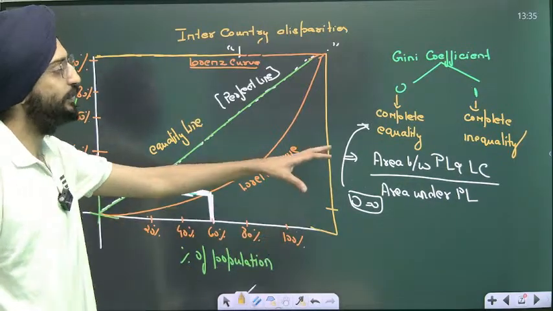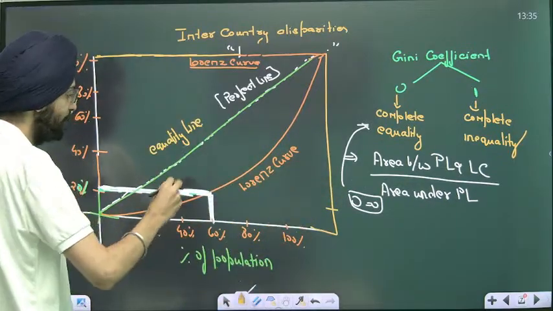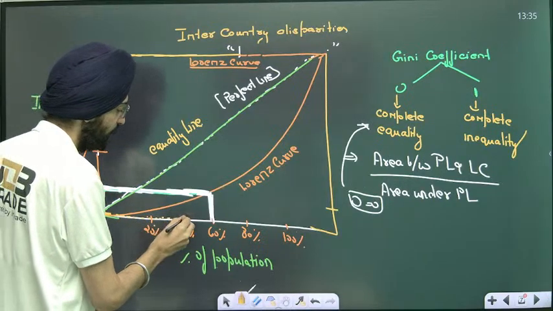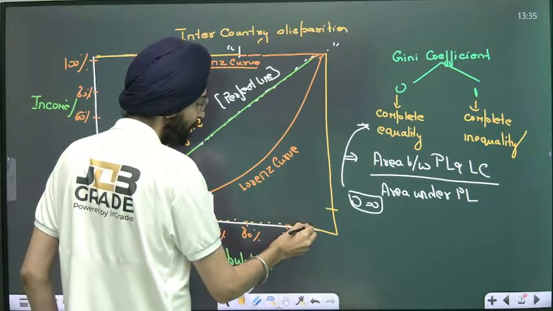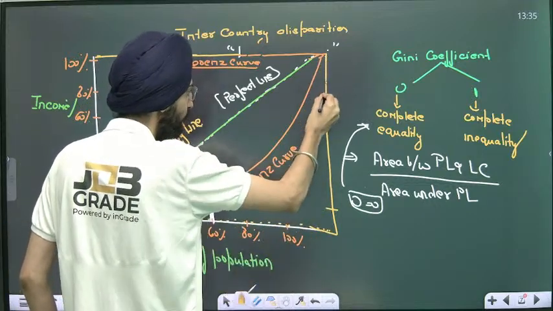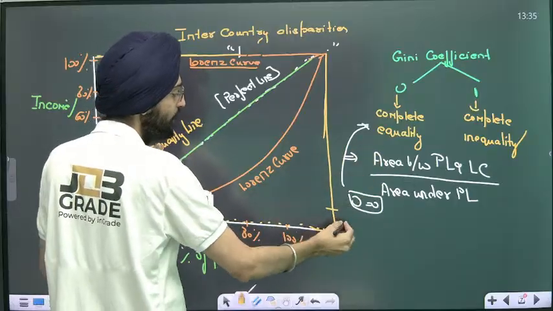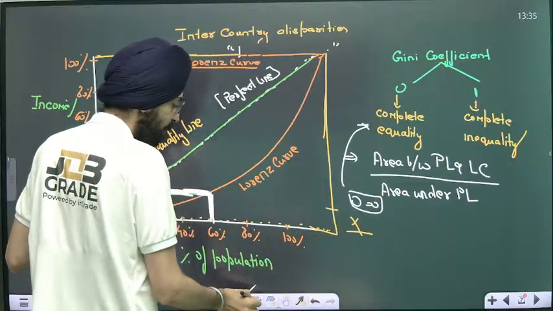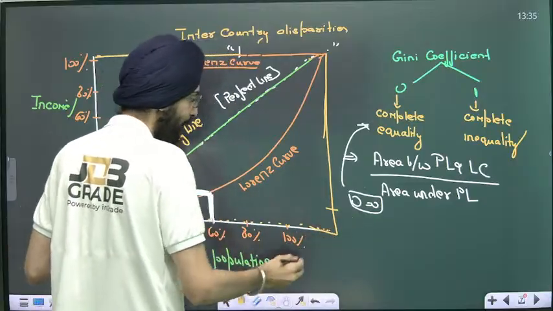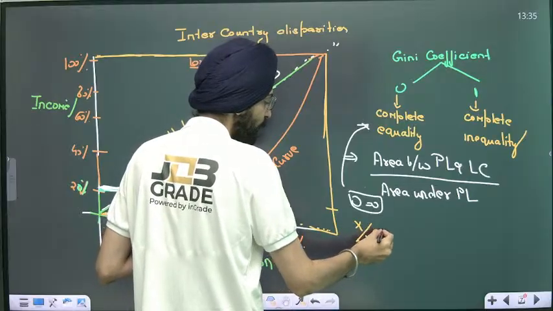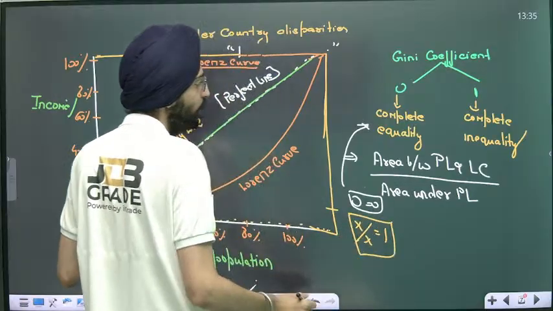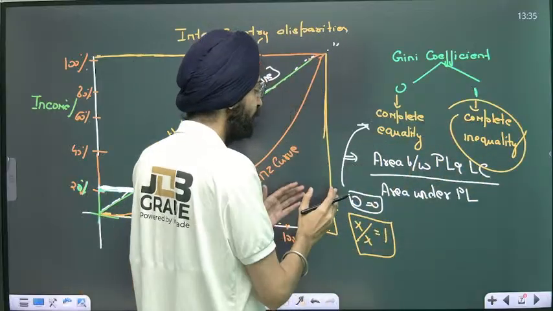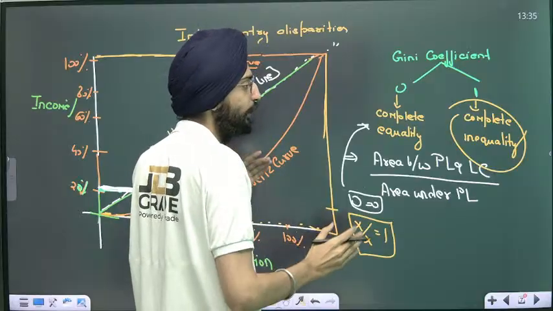Now again, if there has been a complete inequality, assume that this Lorenz curve is this, drawing with orange, a complete overlap over the x-axis. Now the area between PL and LC is something called x, and the area under PL is also x, which will turn out to be 1. That represents a complete inequality, and again we are closer to this as compared to perfect equality.